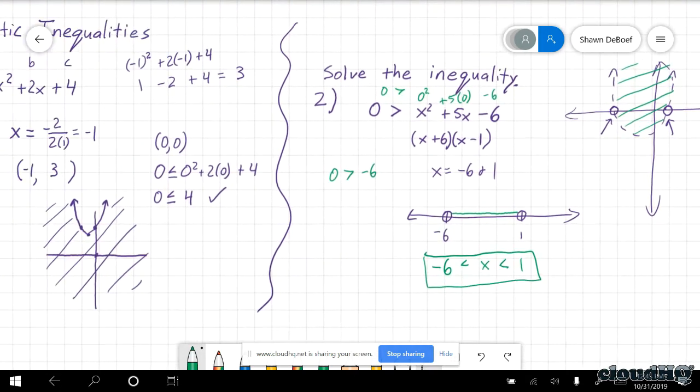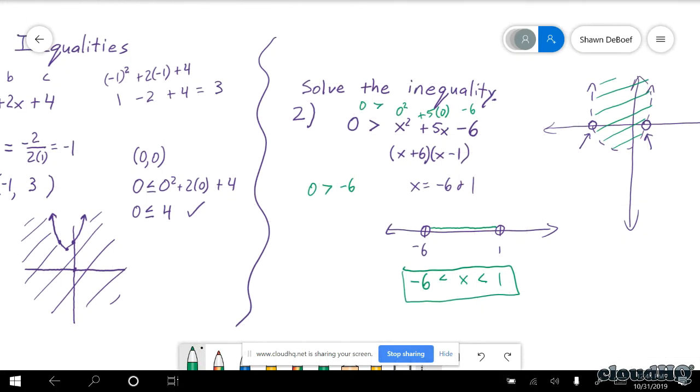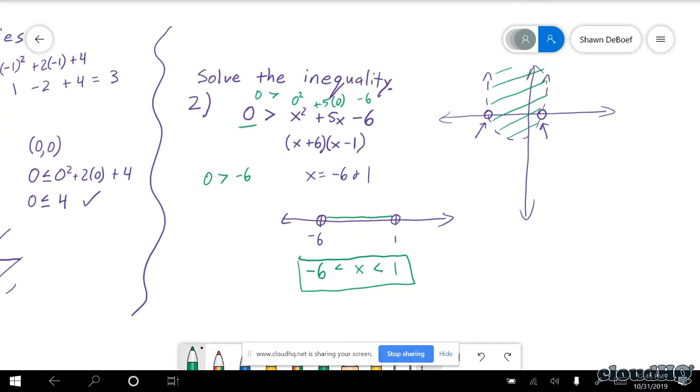So these are two different types of questions. The first question just told you to graph and it had a y in there. This one is solve and there's no y, there's a 0. So ultimately you have to find the x-intercepts. You can find those by graphing, by factoring, by quadratic formula, completing the square, whatever you need to do to get those values, and then figure out whether the shading is inside or outside of those.